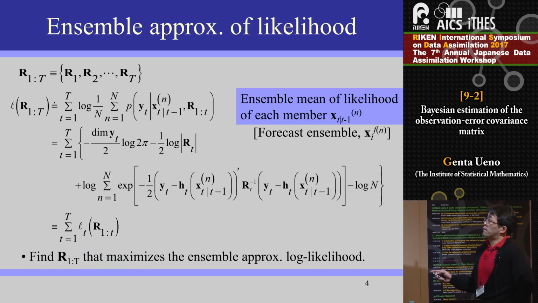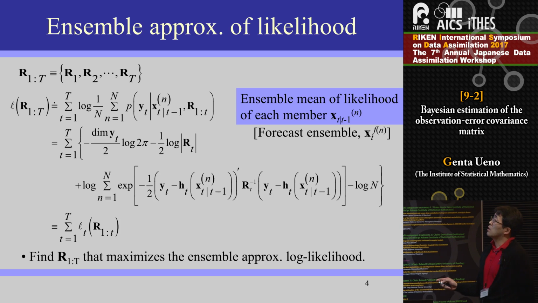So first, I define the observation error covariance matrices R1 to R capital T. The subscript T means the observation time step. So R1 means the observation error covariance matrix at observation time step 1, and R capital T means the observation error covariance matrix at the final observation time step.